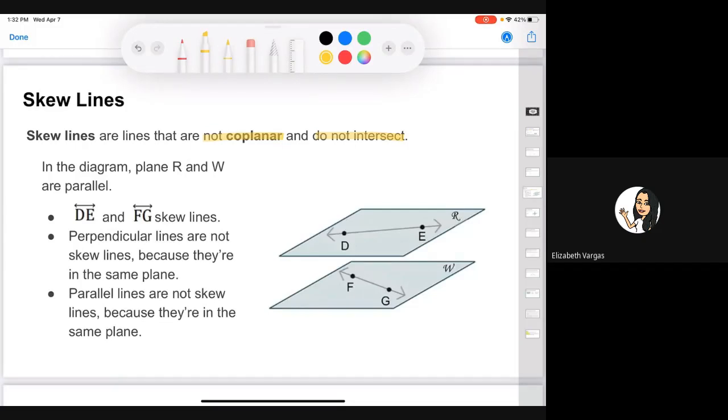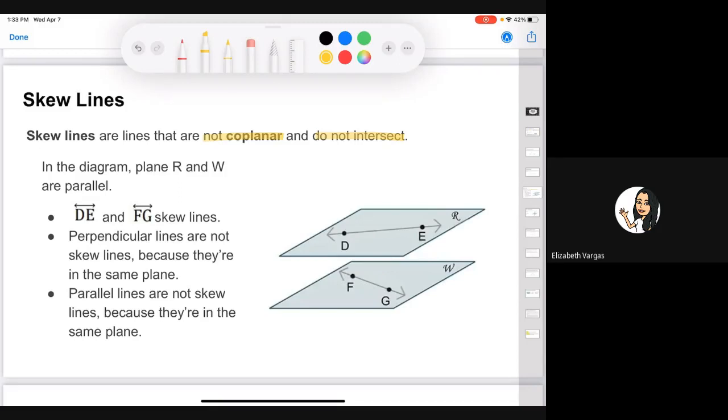In the diagram, we have plane R and we have plane W. Plane R and W are parallel, and they contain two lines. In plane R, we have line DE, and in plane W, we have line FG. Because these two lines are on two planes, they are not on the same plane, they are non-coplanar. And because they do not intersect, they are skew lines. So DE and FG would be skew lines.